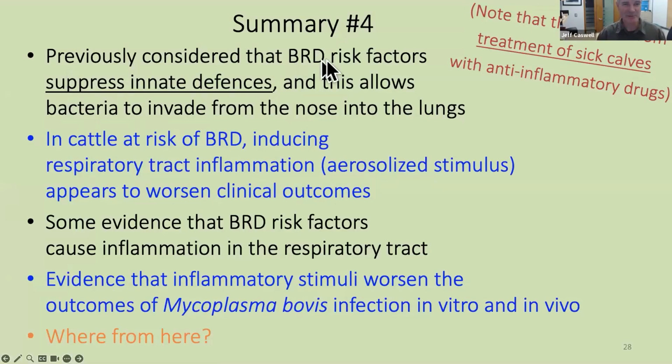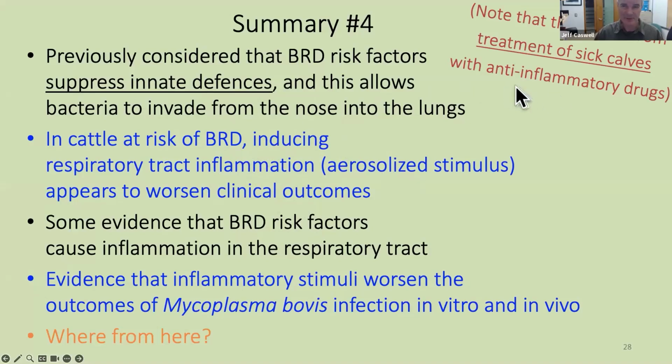So, a summary of this then: we previously considered that bovine respiratory disease risk factors suppress defenses, but the evidence we and others have been generating seems to indicate, first of all, that BRD risk factors cause inflammation in the respiratory tract, even though those calves still appear healthy, and that perhaps that subclinical inflammation is worsening the clinical outcomes when these calves are later infected with bovine respiratory disease pathogens.